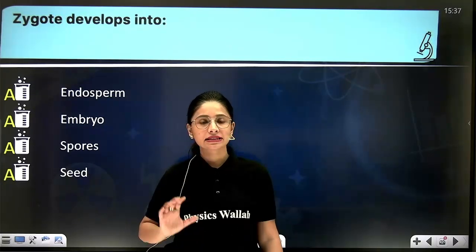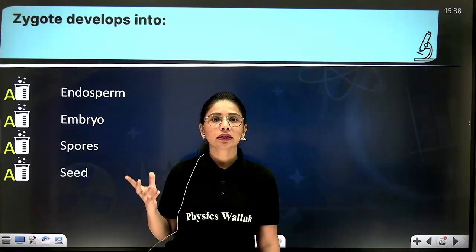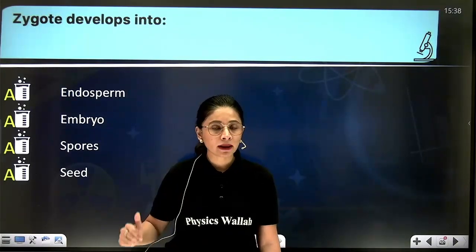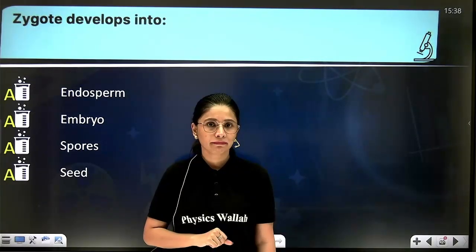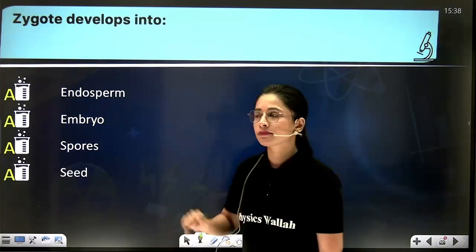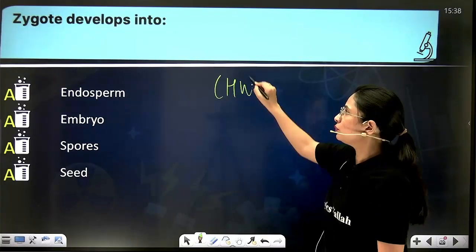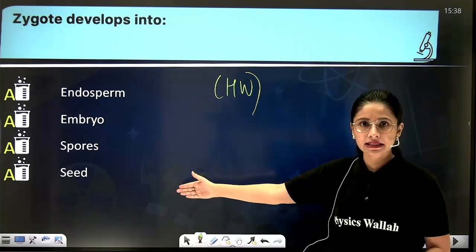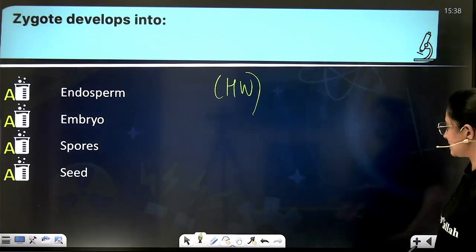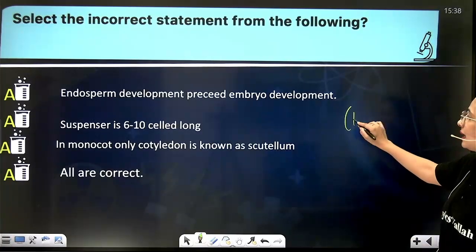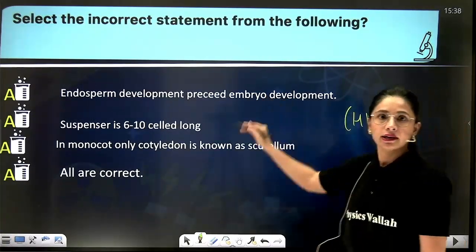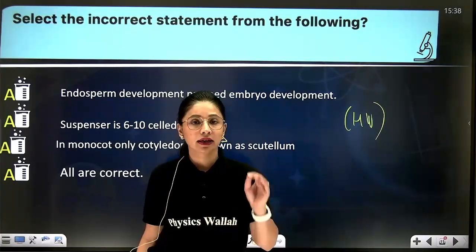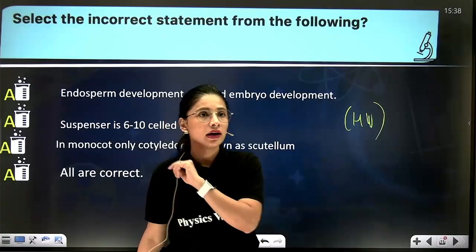So today's class is simple and short, where you learned the post-fertilization events that included endosperm development and embryo development. Now, as the rule says, you have some questions to solve for your homework. The first is a very simple question: Zygote develops into... You can answer this. Next is, select the incorrect statement from the following. Read all four statements and see if any wrong statement is written. If written, then that becomes your answer.